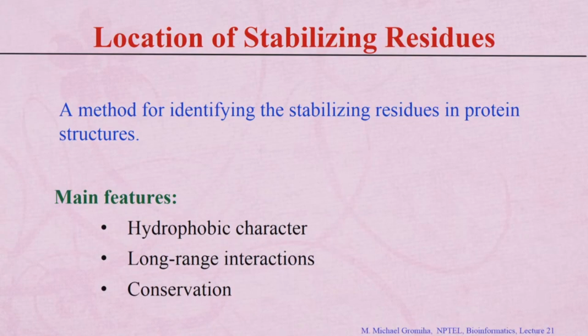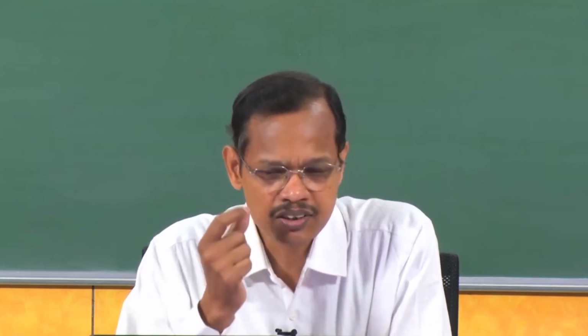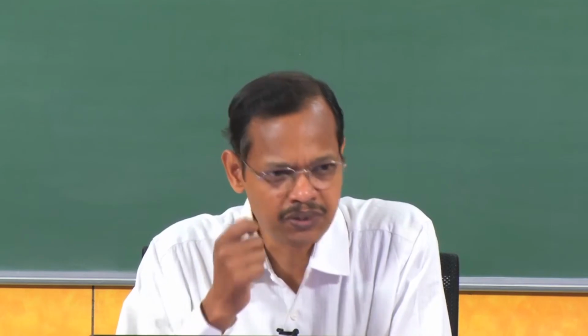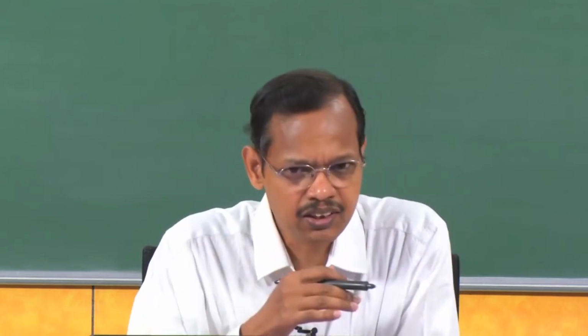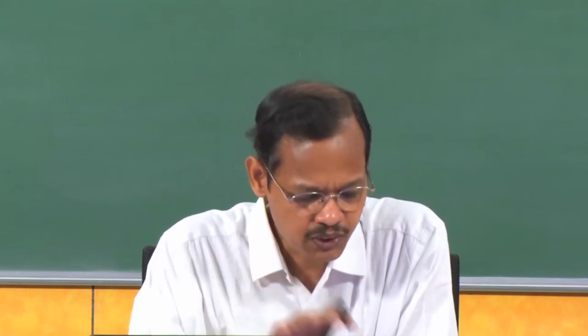So, we discussed some features using long range interactions, for example, long range order or multiple contact index, and conservation. Conservation can be obtained from the sequences. If you have the amino acid sequence, then you can obtain the homologous sequences. From the homologous sequences, you can see whether any position is accommodated by a specific residue. The main features we consider are the hydrophobic character of residues, long range interactions, as well as the conservation.